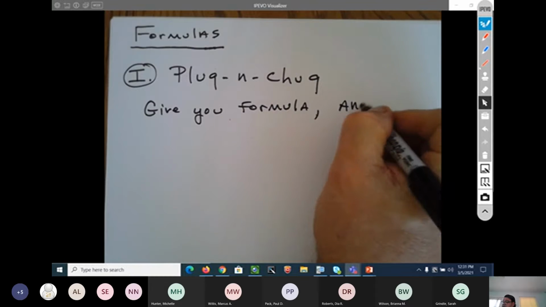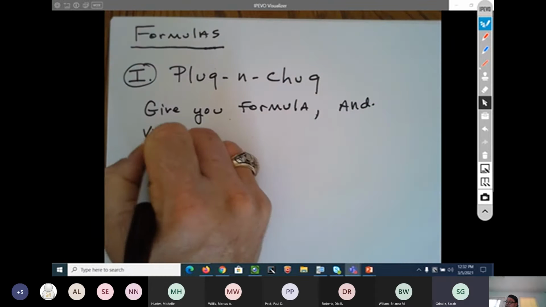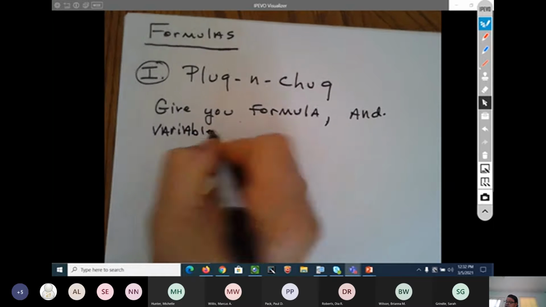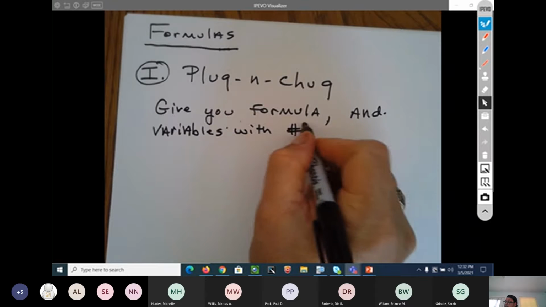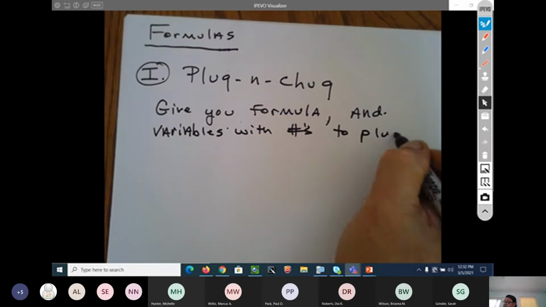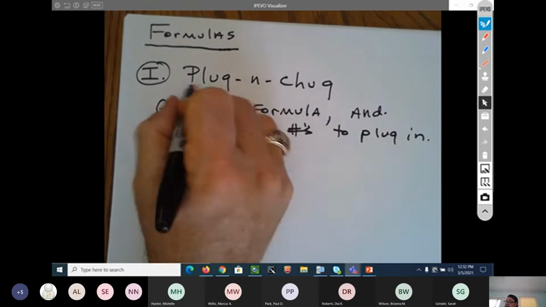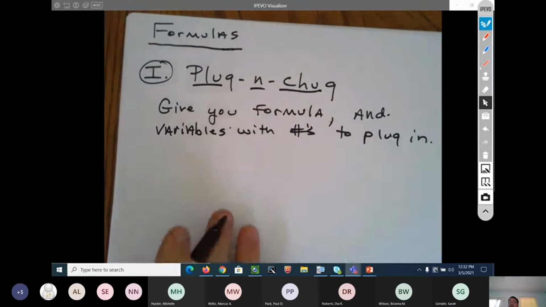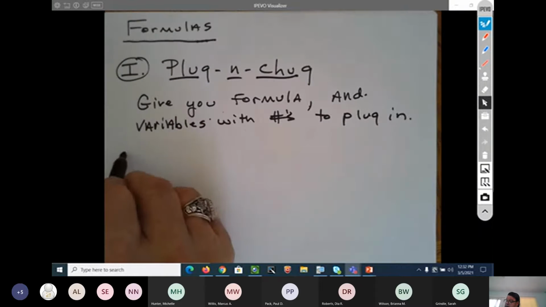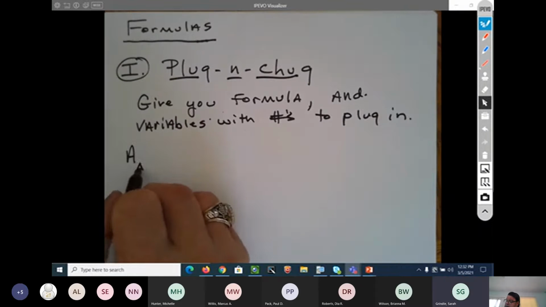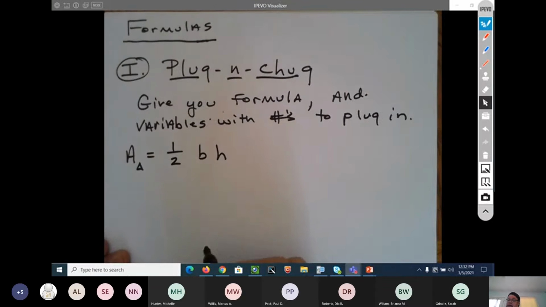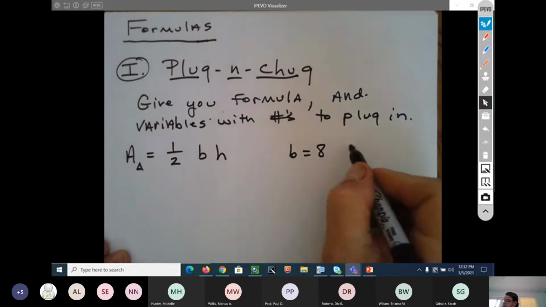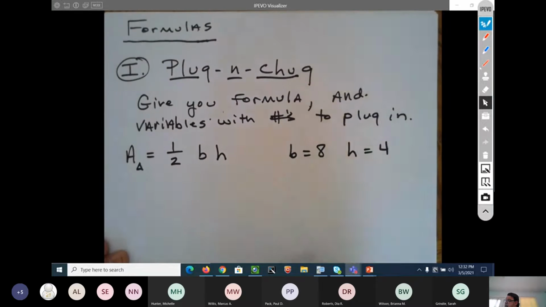And variables with numbers to plug in. And you plug and chug. So here's an example. Area of a triangle is 1/2 base times height. And base is equal to 8, and height is equal to 4. And what do you do? You plug and chug.